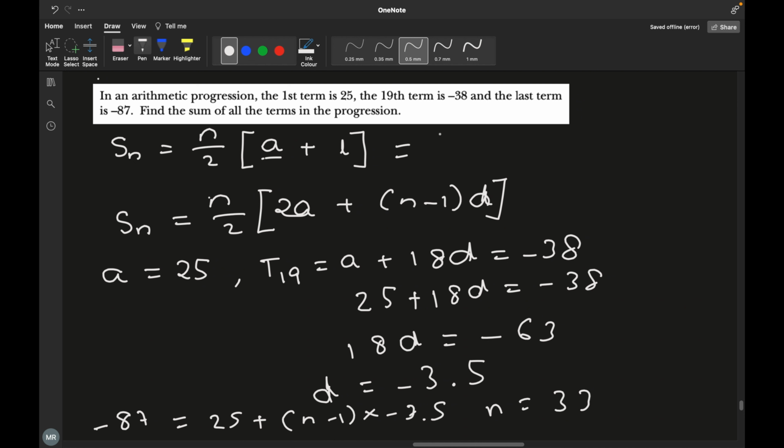When we sub this into this equation, a is 25, L is minus 87, we get minus 1023. So this is our final answer.